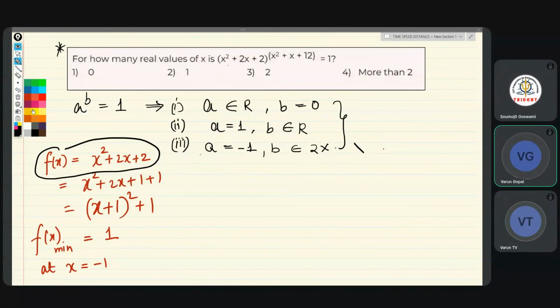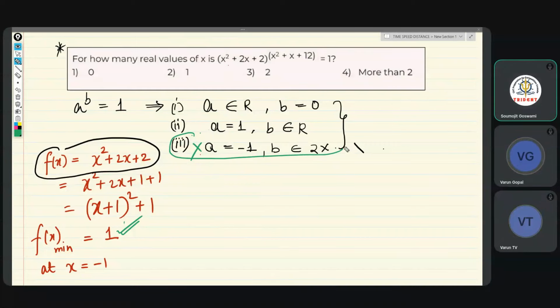Why not? Because the minimum value, we have calculated, has to be 1 only. It cannot be minus 1. This is from there only. So this option is eliminated. If this option is eliminated, can I say that there are only two more values that I need to check? And of course, this is correct. Of course, this is correct. So one value is possible. How many real values? At least one real value is possible so far.